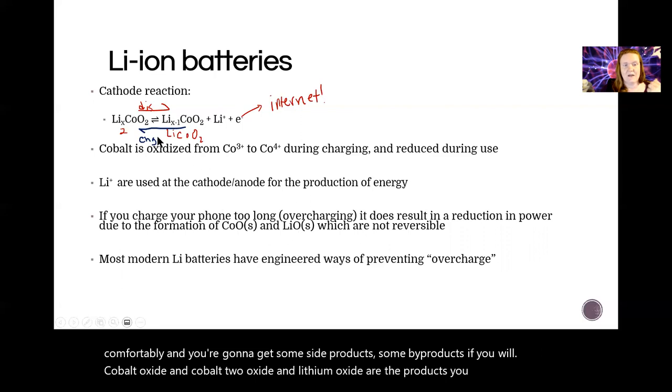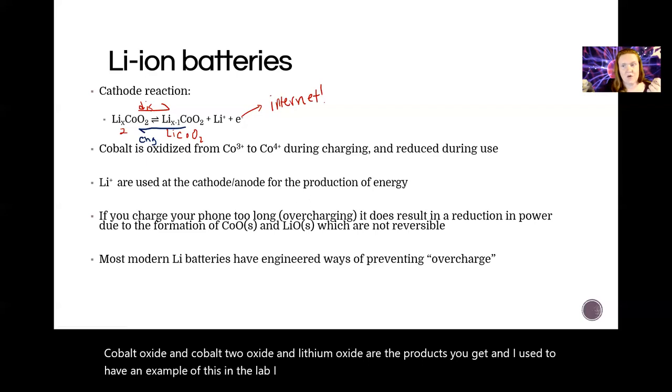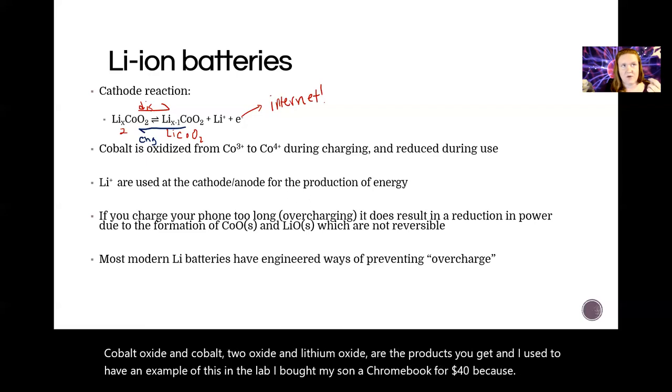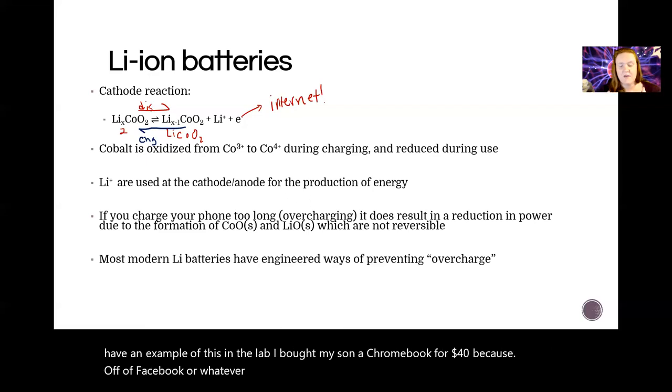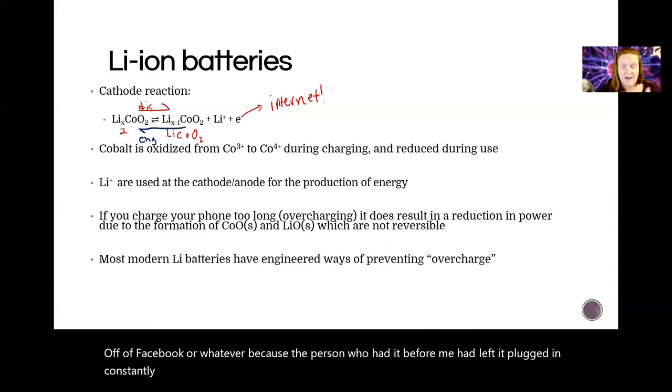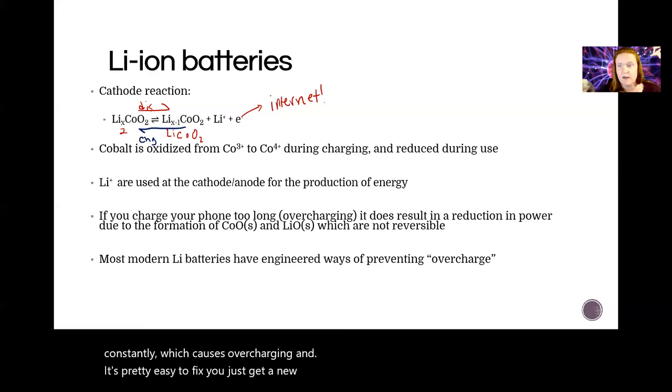And I used to have an example of this in the lab. I bought my son a Chromebook for $40 off of Facebook or whatever, because the person who had it before me had left it plugged in constantly, which causes overcharging. And it's pretty easy to fix. You just get a new battery. And so for a grand total of $60, I got my son a Chromebook when he was in high school.